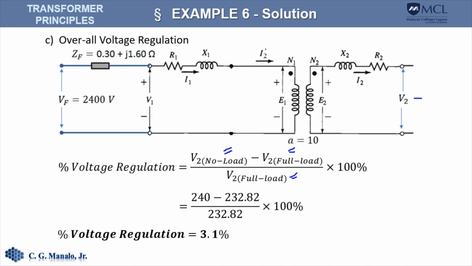Well, since we don't have the shunt circuit, this 2400 volts will also be the same voltage here. So the voltage here would be 2400, and we can translate that voltage at the secondary by way of the turns ratio, and that should give us 240 volts here. So doing the calculation, that will give us a regulation of 3.1%.